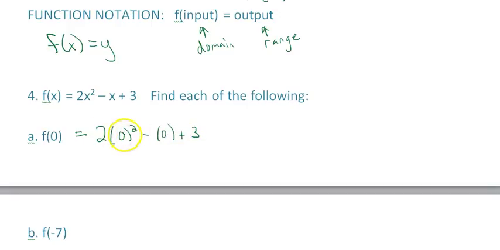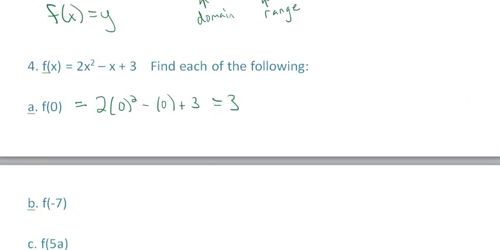And obviously 0 squared is 0, 2 times 0 is 0, and this whole piece ends up to be 0, so that is 3. My output is 3. And so just in this case, I would be talking about a specific point where the input was 0, the output was 3. 0 would be a member of the domain, and 3 would be a member of the range.